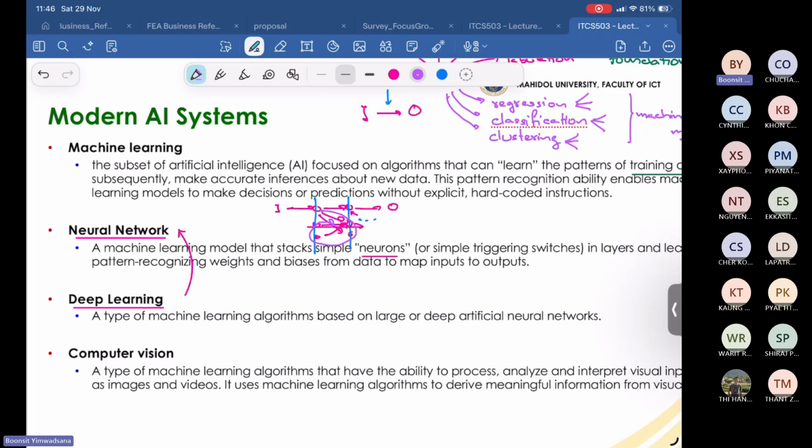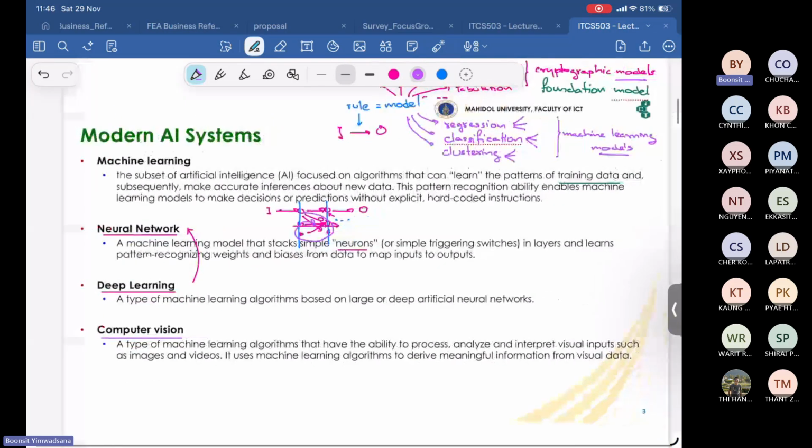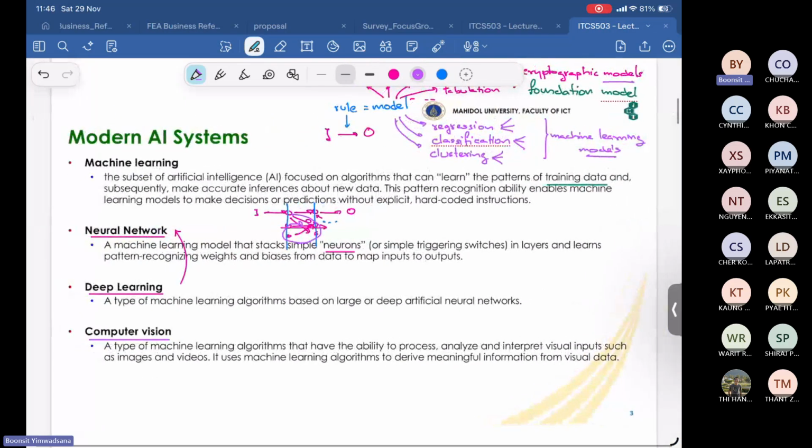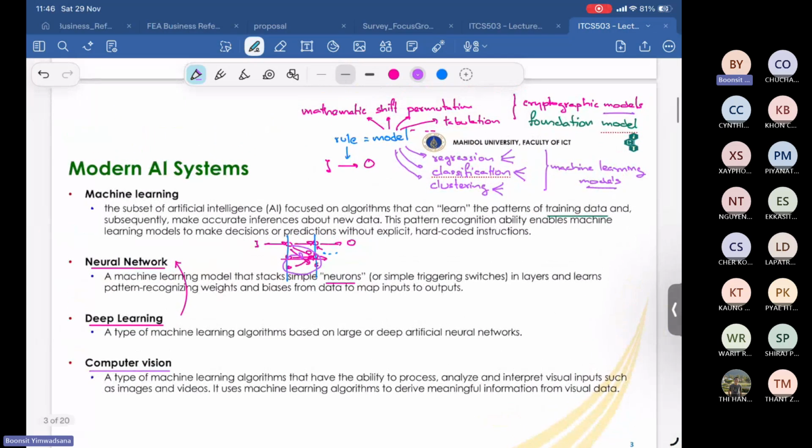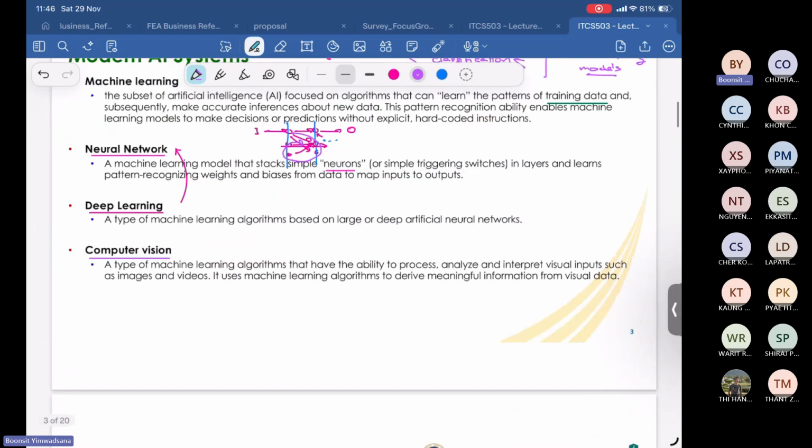And finally, one of the applications of machine learning is computer vision. If we apply deep learning with images or videos, we call that computer vision because it is the data that we can visualize.